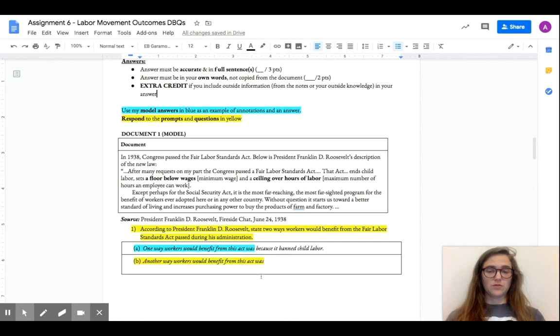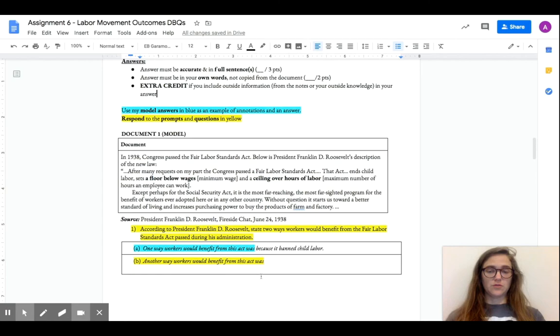Okay, document 1. The question, down here in yellow, says, according to President Franklin D. Roosevelt, state 2 ways workers would benefit from the Fair Labor Standards Act passed during his administration. So let's read. In 1938, Congress passed the Fair Labor Standards Act. Below is President Franklin D. Roosevelt's description of the new law.